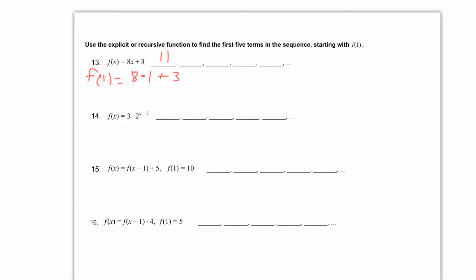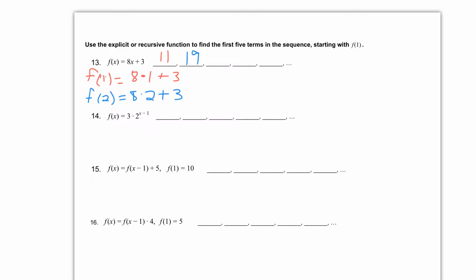But I also want to show you that if we plug in 2 for x to find f of 2, we'll also get 19. So you have a couple different options that you can use. So let's take a look at that. If we have f of 2, that would mean we're finding 8 times 2 plus 3. Again, we plug the 2 in for the second term in for our x. So 8 times 2 is 16, plus 3 would give us 19 for our second term.